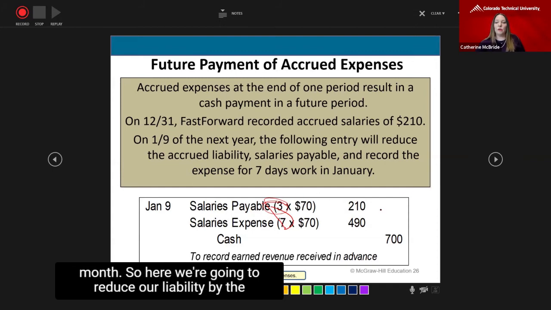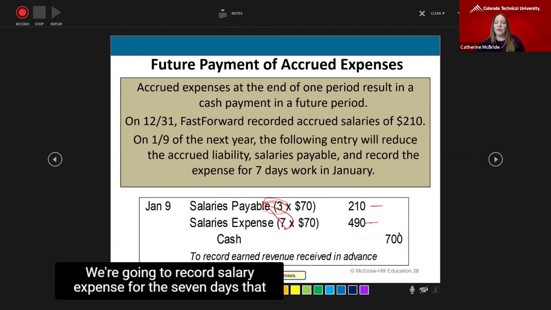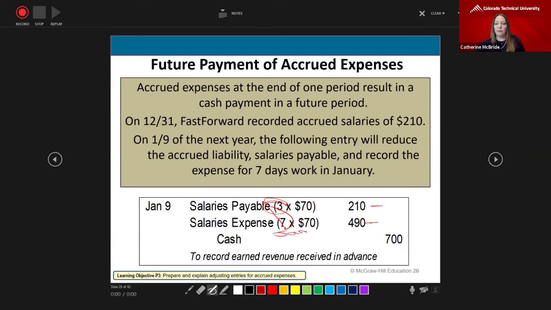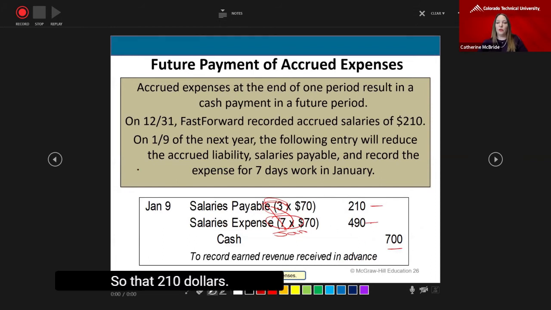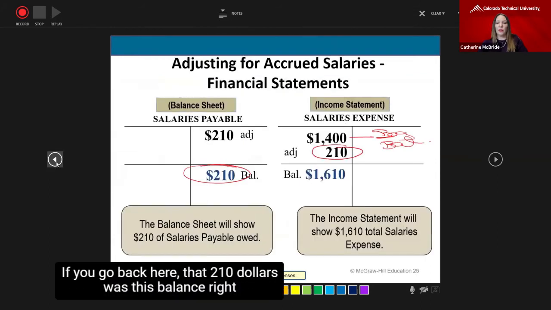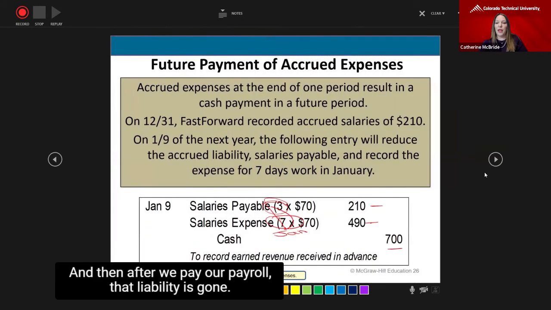So here we're going to reduce our liability by the $210. We're going to record salary expense for the 7 days that were in January. And we're going to reduce our cash for the entire payroll. So that $210, if you go back here, was this balance right here. So we started with a $210 liability, and then after we pay our payroll, that liability is gone. Now it's zero.